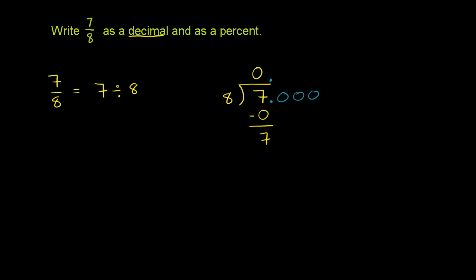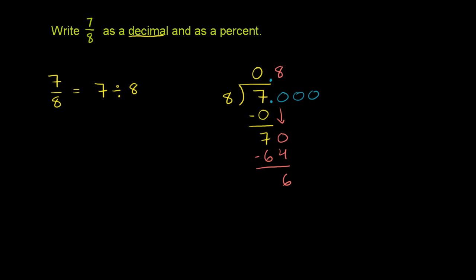Now we can bring down a 0. It becomes 70. And then you say 8 goes into 70 how many times? Well, 8 times 8 is 64, so that works. 8 times 9 is 72. That's too big, so it goes into it 8 times. 8 times 8 is 64. When you subtract, 70 minus 64 is 6. Well, you still have a remainder, so let's keep going.